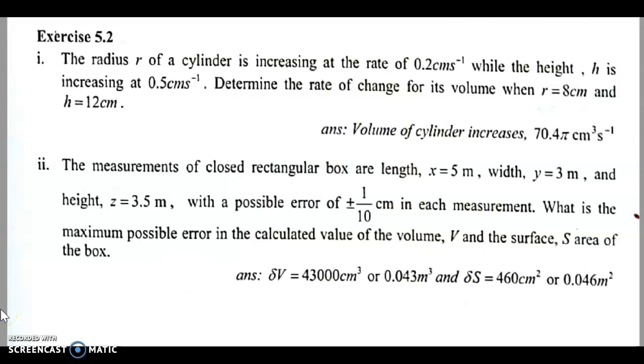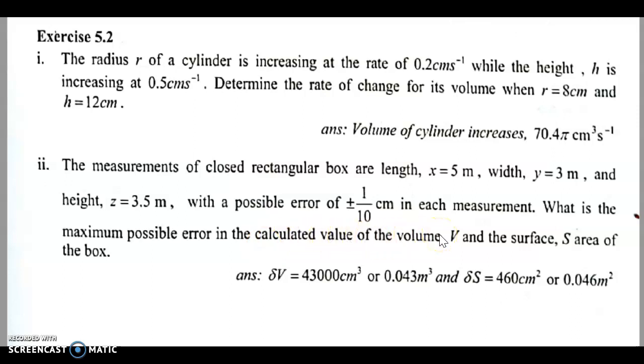Now let's look at how to calculate for small increment. So for this second question, it talks about the increment, right? Measurement of a closed rectangular box, length x 5, y 3, and z 3.5, and the possible error of plus minus 1/10, 0.1 centimeter in each measurement, right? It's a possible error, right? The tolerance of each measurement here is 0.1 centimeter. What is the maximum possible error in the calculated value of the volume?